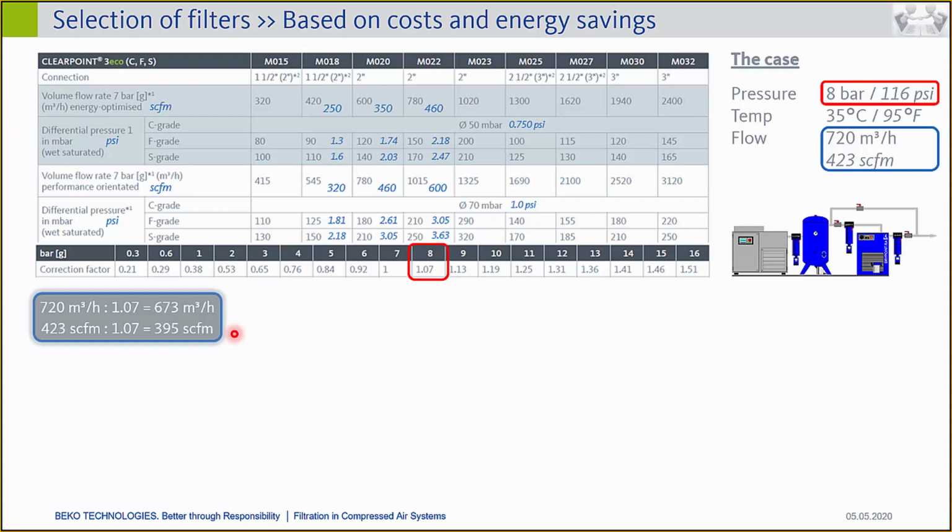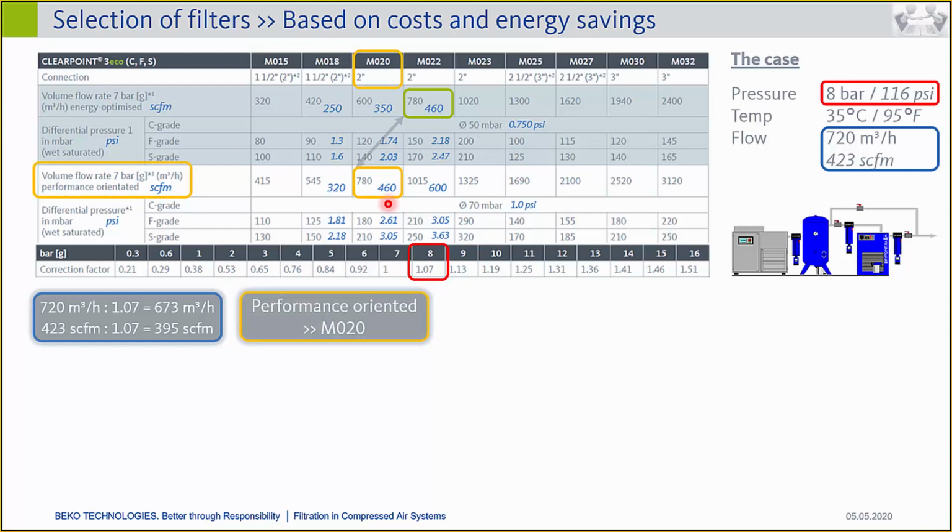So the matching flow rates in the table above are shown here. We have either 780 cubic meters an hour or 460 cubic feet a minute, and can select the performance-oriented MO20, or with the same flow rates, we can select the energy-optimized filter size MO22.